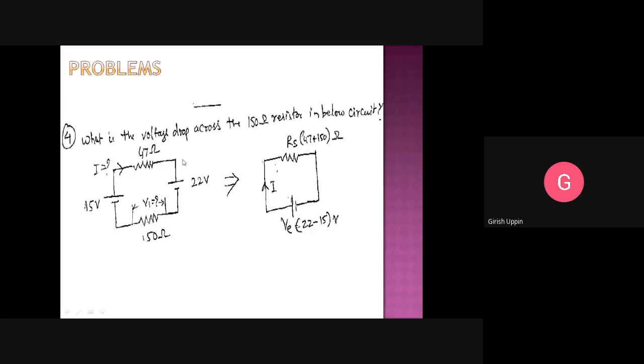When can the current change? Suppose I have one more resistor here and it is connected like this. What happens? Whatever current is coming here, it will have two paths. One path is this, another path is this. That is the way the current can change. Right now, if I have only one path, the same current will flow. So the effective resistance of this particular circuit is the sum of the two resistances, 47 plus 150.